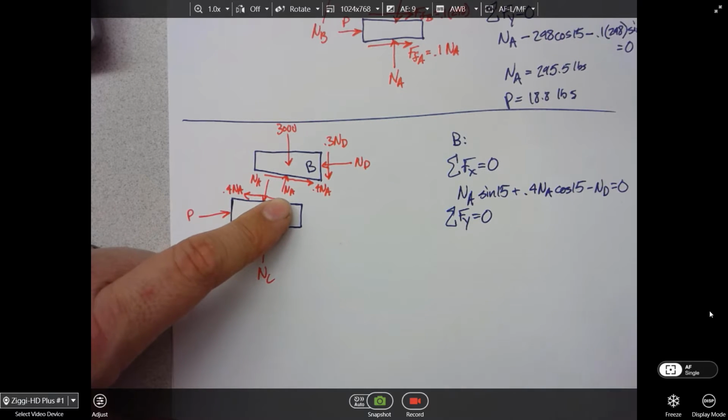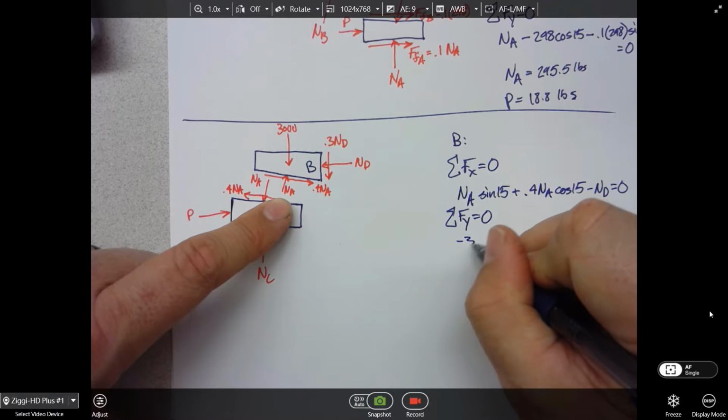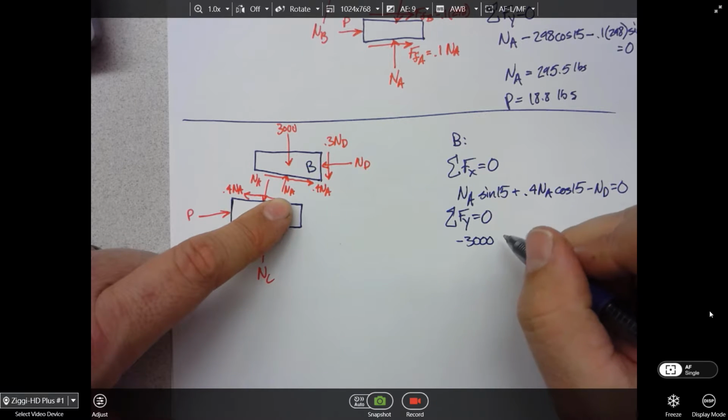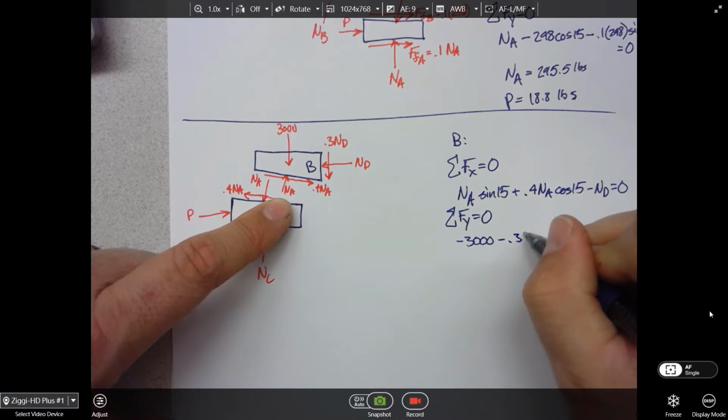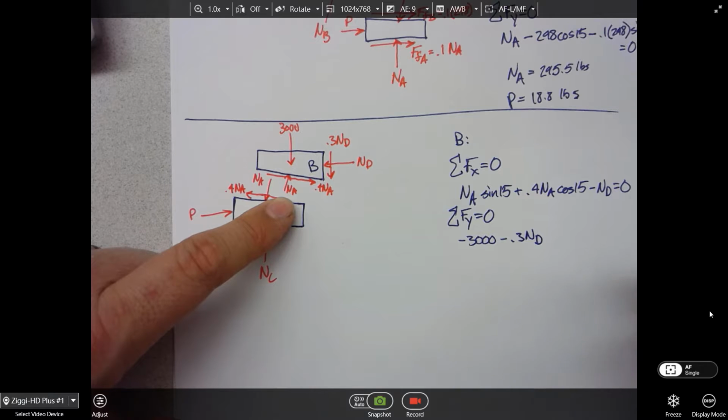Victoria? The Y? Yeah, I got negative 300. Isn't it 3,000? I think it's 3,000. Oh, 3,000. Yep. Minus NC times 0.3. Okay, minus 0.3. I called it ND, but gotcha. Plus NE cosine 15. Okay, and I think that's my NA probably. Minus 0.4 NB sine 15.